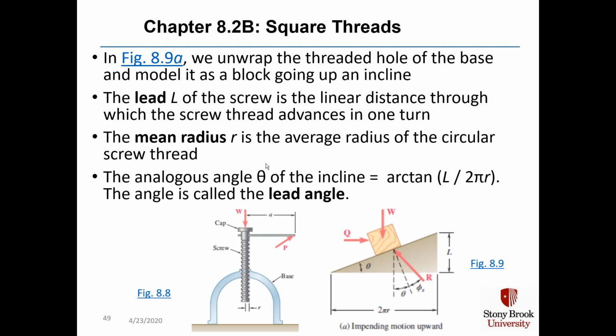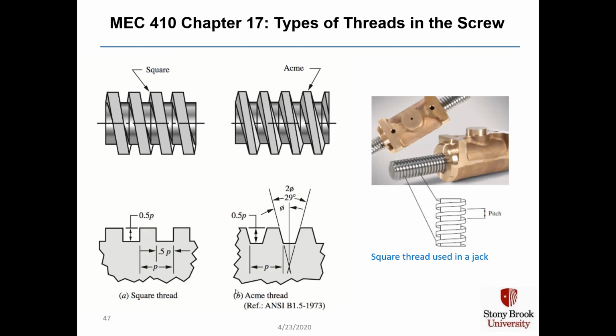In figure 8.9a on the bottom, we unwrap the threaded hole of the base and we model it as a block going up an incline. The lead L of the screw is the linear distance through which the screw thread advances in one turn, and in this figure that means up and down. And the mean radius, small r, is the average radius of the circular screw thread. Let me show you that.